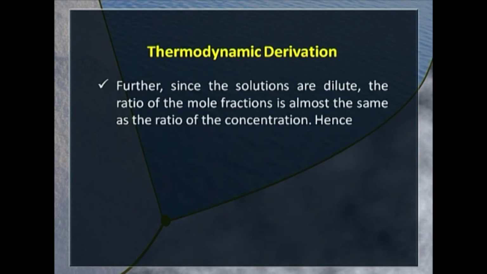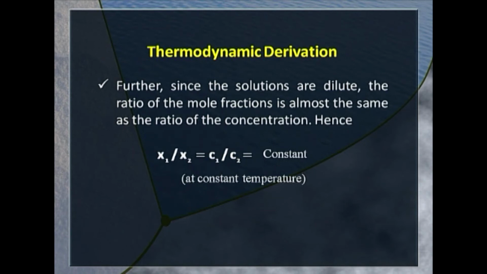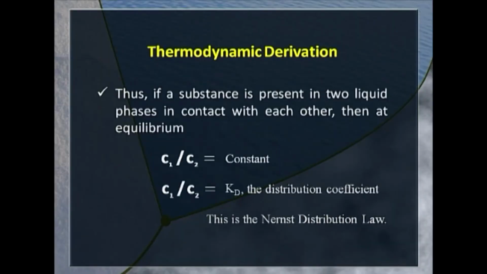It is also known that solutions are dilute. The ratio of mole fractions is almost the same as the ratio of concentrations, and hence we can write x1 by x2 is equal to C1 by C2 is equal to constant at constant temperature. Thus, if a substance is present in two liquid phases in contact with each other, then at equilibrium C1 by C2 is equal to constant. We denote it as Kd, the distribution coefficient. This is nothing but the Nernst distribution law.